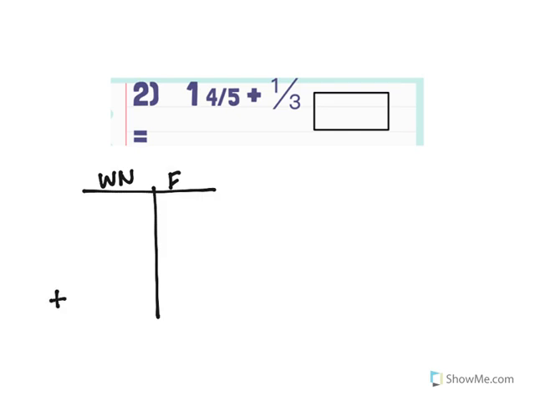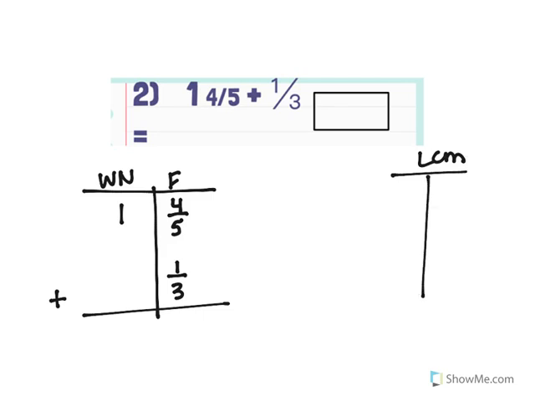All right, our first addend is 1 and 4/5. So 1 and 4/5 goes at the top of our t-chart. And we're adding 1/3. So that's going to go on the bottom of our t-chart. First, we check the denominators. My denominators are 5 and 3. These are different. So we're going to set up our t-chart to solve for the LCM of 5 and 3.